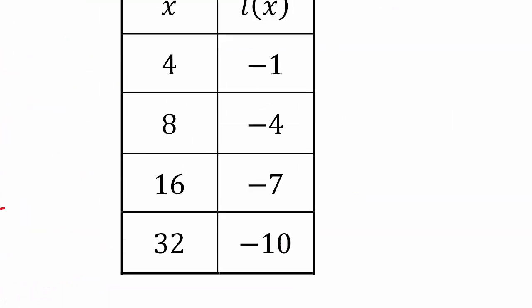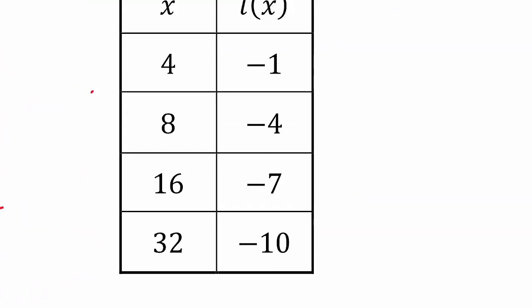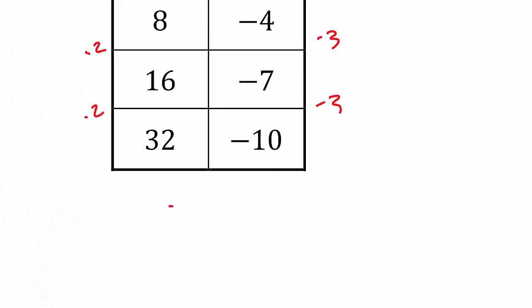And here's our last table. My input values are multiplying by 2 each time, and then my output values are subtracting by 3 each time. So even though we're subtracting, the rule still stands. I'm just adding by a negative number, so this is still very much multiply-adds, which means this is logarithmic.